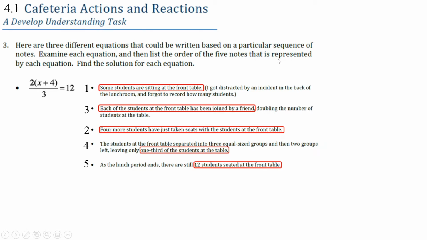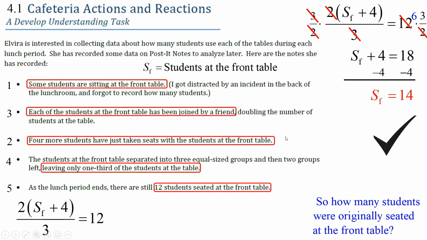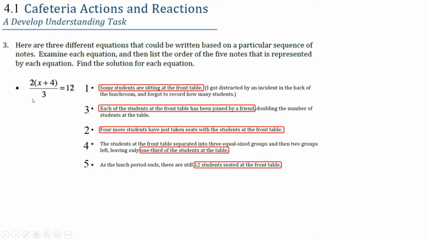So if I go back, let's see, how can I go back here? All right, let's go backspace. Look at our equation. 2 times the quantity S sub F plus 4 divided by 3 equals 12. And we solved that, and we got S sub F equals 14. So on this problem, if we solve this, we'll get 14 again. So we're not going to do that again. We just did this one.